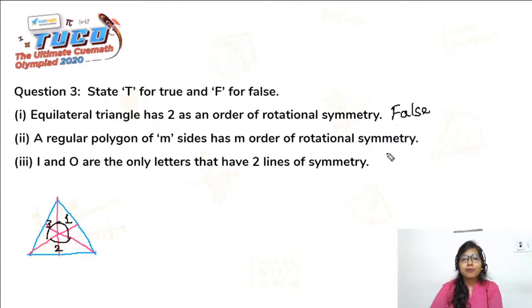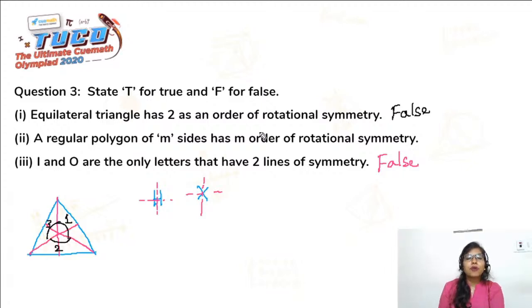Coming to the next part, that is, I and O are the only letters that have 2 lines of symmetry. Really? No other letters? We do have. Okay, so we have H, we have X as well. As you all can see, H is also having 2 lines of symmetry. X is also having 2 lines of symmetry. Hence, I could say that this statement is also false.